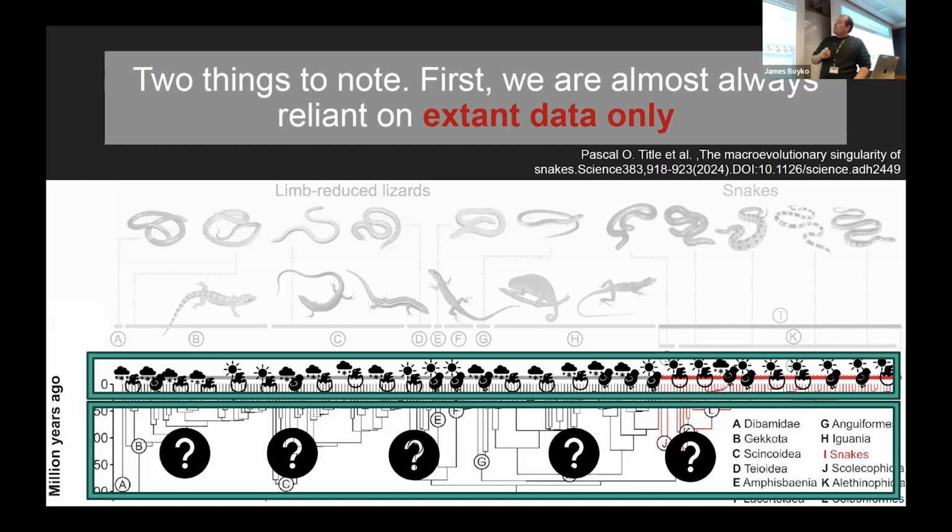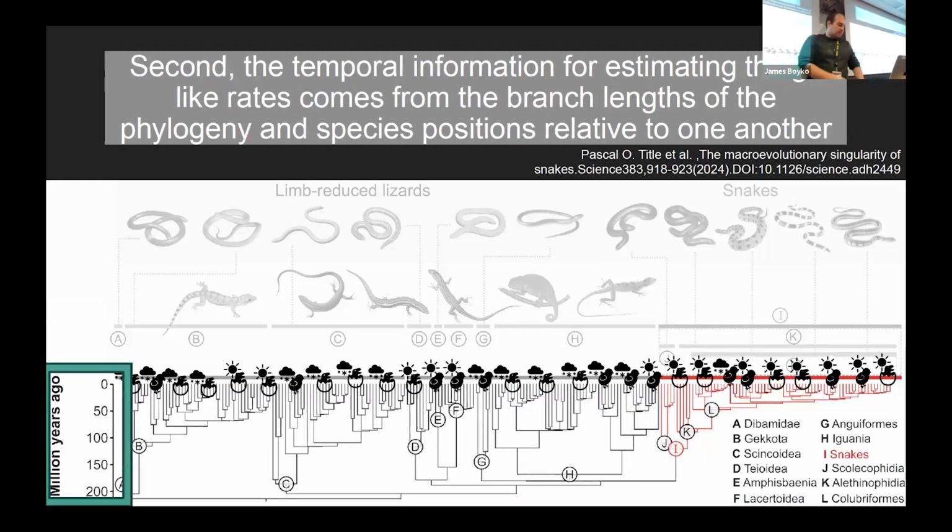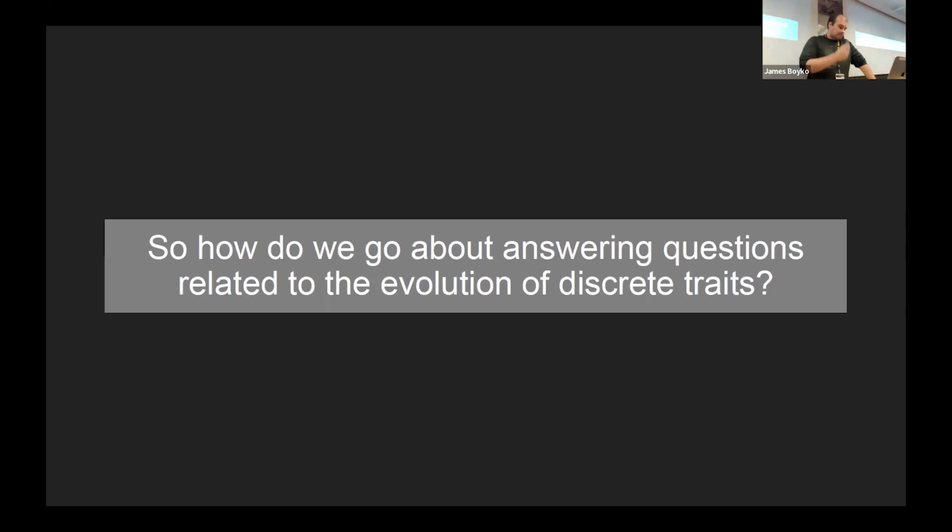And that means we don't know what's going on deep in time. And our temporal information, which I've highlighted here at the very, very far left of the slide, comes from the branch lengths of the phylogeny. So the branch lengths are originally in sort of molecular sequence units, and then you can convert that into a time-calibrated phylogeny with the fossil record and some sort of molecular clock. So our information is going to come from branch lengths and the species positions relative to one another and the distribution of states relative to one another.